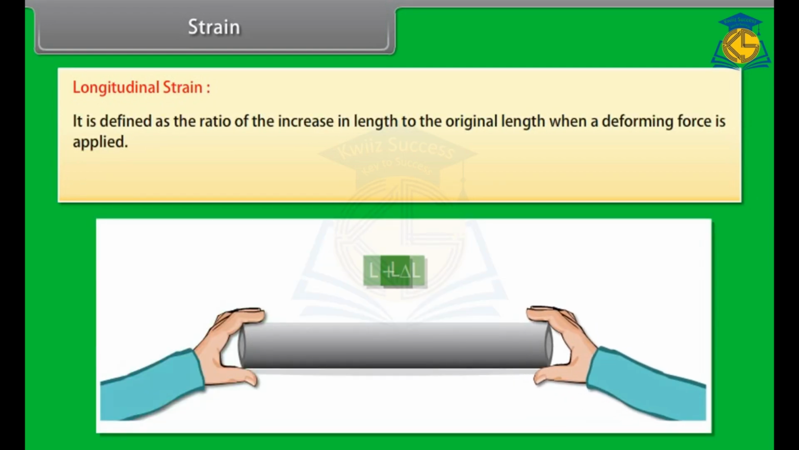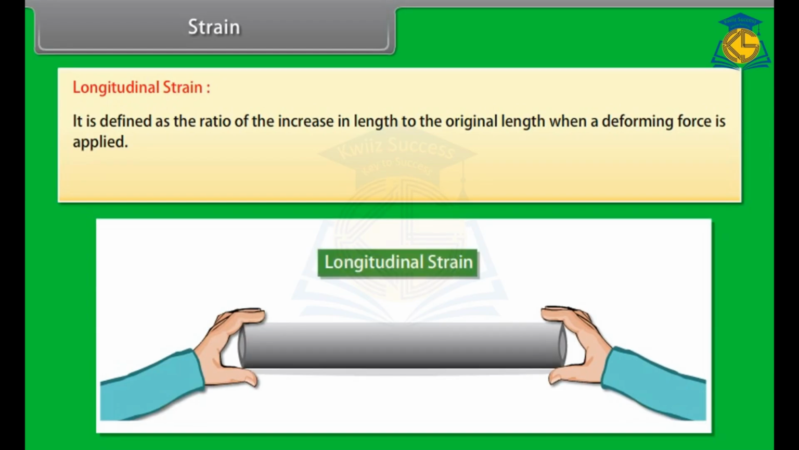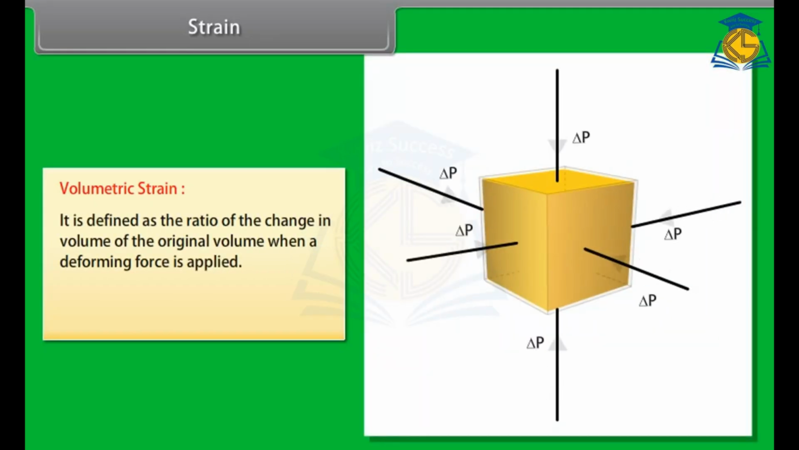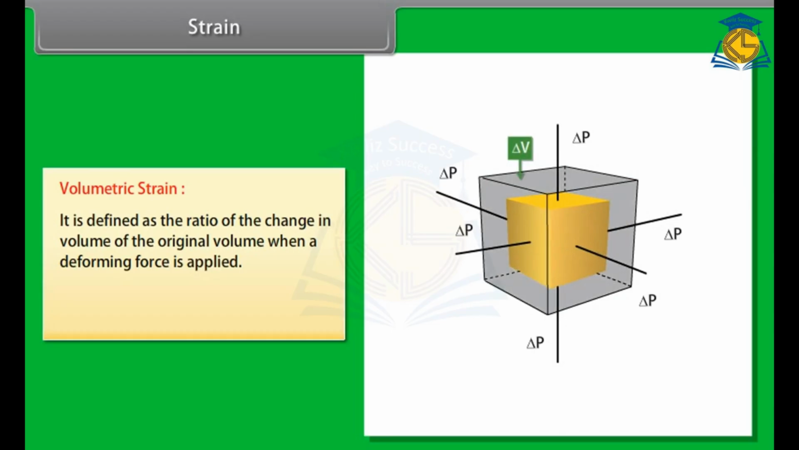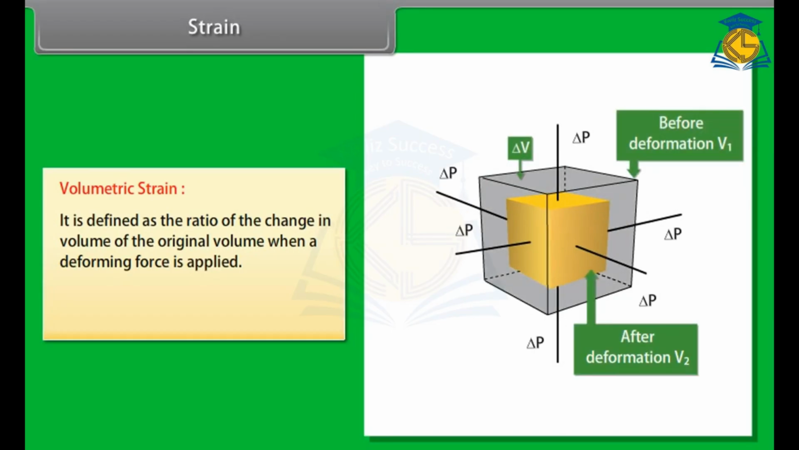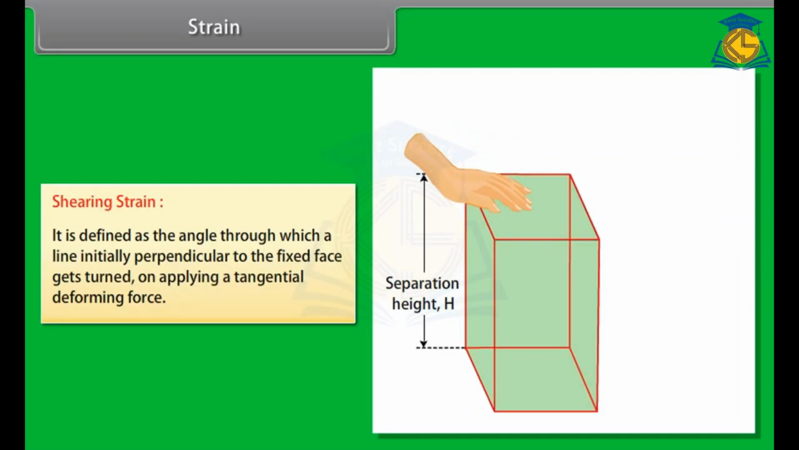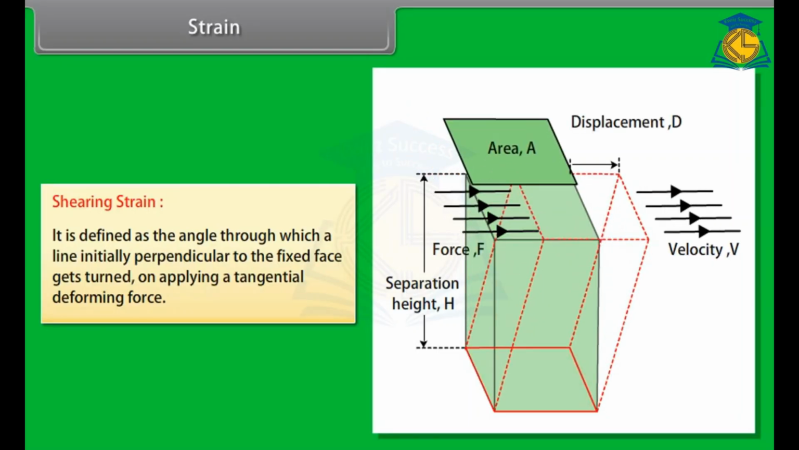Longitudinal strain. It is defined as the ratio of the increase in length to the original length when a deforming force is applied. Longitudinal strain is equal to delta L by L. Volumetric strain. It is defined as the ratio of the change in volume to the original volume when a deforming force is applied. Volumetric strain is equal to minus delta V by V. Shearing strain. It is defined as the angle through which a line initially perpendicular to the fixed face gets turned on applying a tangential deforming force.